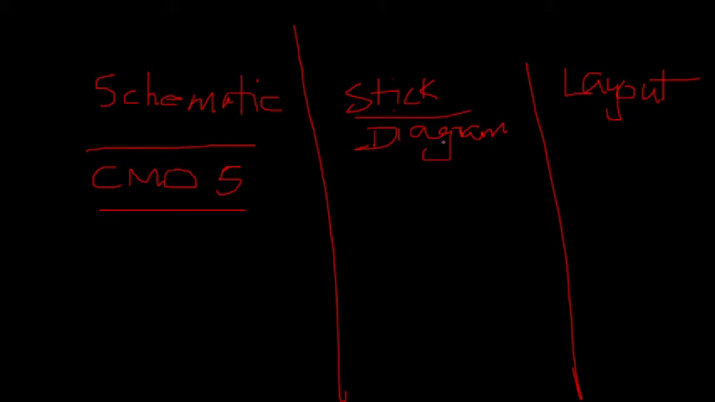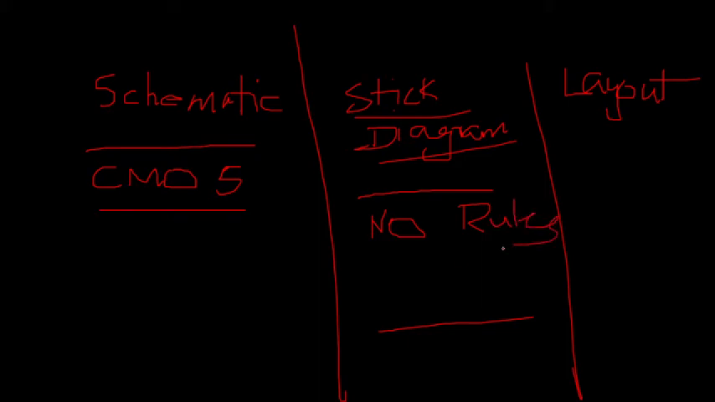Next is stick diagram. Basically, stick diagram means diagrams made up of sticks. So what form is a stick in? It is in this form, a straight line. Basically, what is a stick diagram? A stick diagram is one which has no rules, in the sense that it has no rules regarding the dimensions, but it has the color coding. The color coding is there, but no rules for the dimensions are there in the stick diagram.